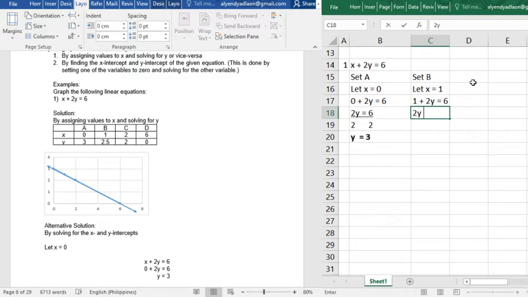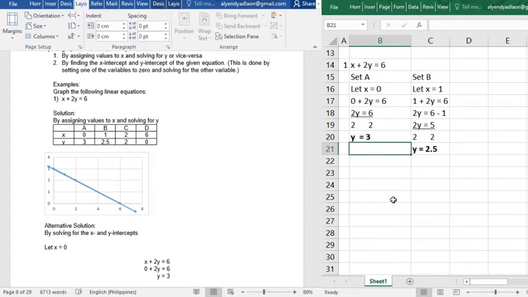Alright, so 2y equals 6, and then transpose 1, it will become negative 1. So 2y equals 6 minus 1, that is 5. Okay, bring down 2 to both sides. So 2y divided by 2, that is y, equals 5 divided by 2, that is 2.5. And as you can see, our y here is 2.5.